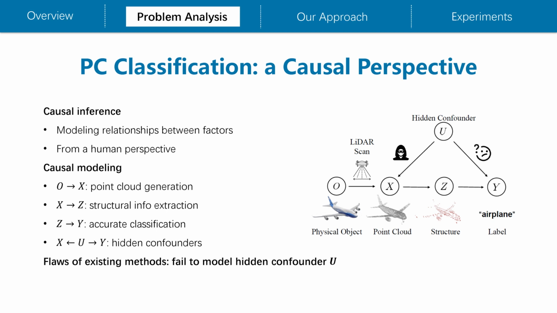To achieve this, we first construct a causal graph to model the key variables involved in point cloud classification: the physical object, the structural information extracted from the point cloud, and the hidden confounders that may influence both the input and the prediction. We point out that existing classifiers fail to model the hidden confounder U, which leads to their poor robustness against adversarial attacks.